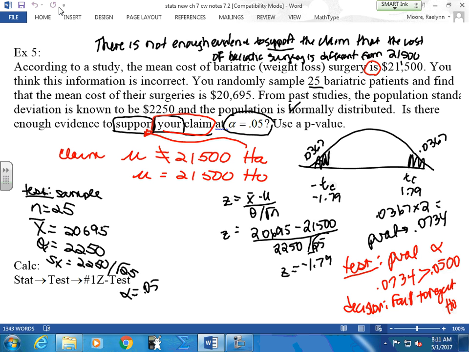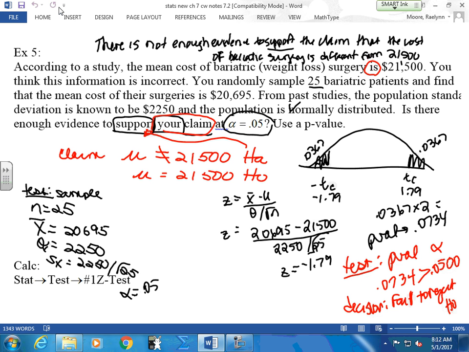When you do this, if you want to change the word, some of my kids over the years, my English majors, don't like there's not enough evidence. When you say insufficient evidence, absolutely, you can say insufficient evidence. You just can't change that around too much because it's got to look like that.